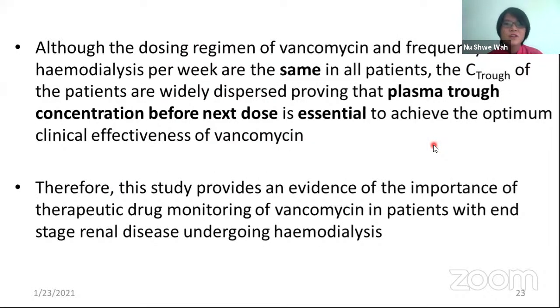Although the dosing regimen of vancomycin and frequency of hemodialysis per week are the same in all patients, CTRAF of the patients is widely dispersed, knowing that the plasma trough concentration of 1 mg dose is essential to achieve the optimal clinical effectiveness of vancomycin. Therefore, the study provides evidence of the importance of therapeutic drug monitoring of vancomycin in patients with end-stage renal disease undergoing hemodialysis.